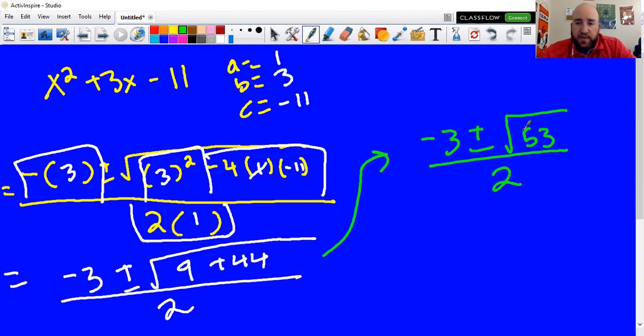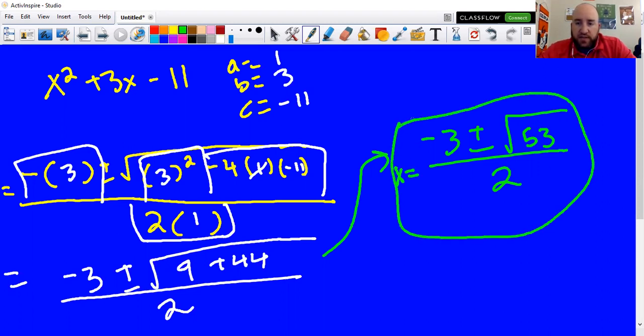So you could try to run through everything, but you're not going to be able to divide anything into 53. 53 is a prime number. So I can't simplify this square root any. So that's your final answer. Negative 3 plus the square root of 53 over 2, negative 3 minus the square root of 53 over 2.